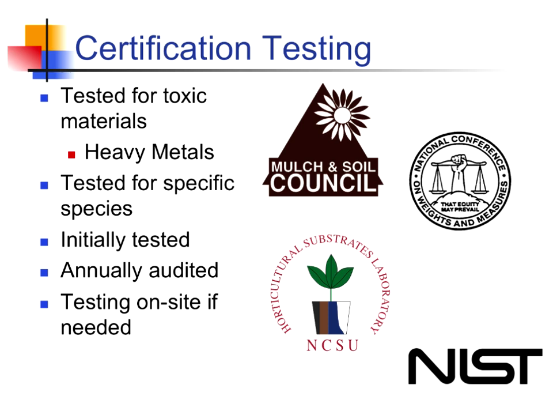Mulches are tested twice a year. Potting soils and soil amendments are tested once a year. And if in the audit there's an issue and a problem, and it is not correctable with another sample, then that means there will be an on-site test.